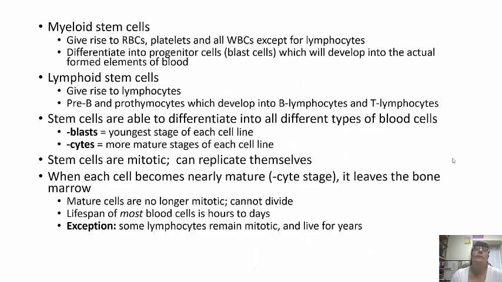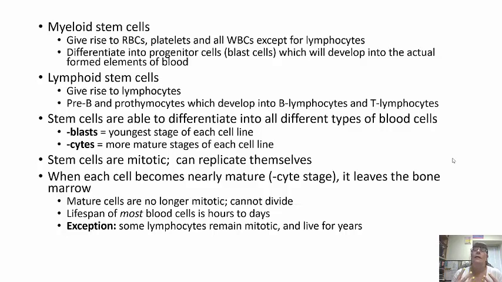So myeloid stem cells give rise to those red blood cells, platelets, and all of the white blood cells except for lymphocytes. They differentiate into blast cells, which will basically develop into the actual formed elements. Lymphoid stem cells give rise to the lymphocytes. They will develop into either B cells or T cells, and like I said, we'll talk about those in the chapter on immunity. Stem cells are able to differentiate into all different types of blood cells.